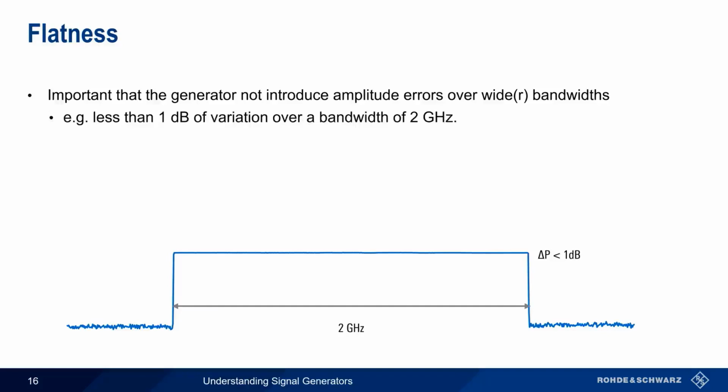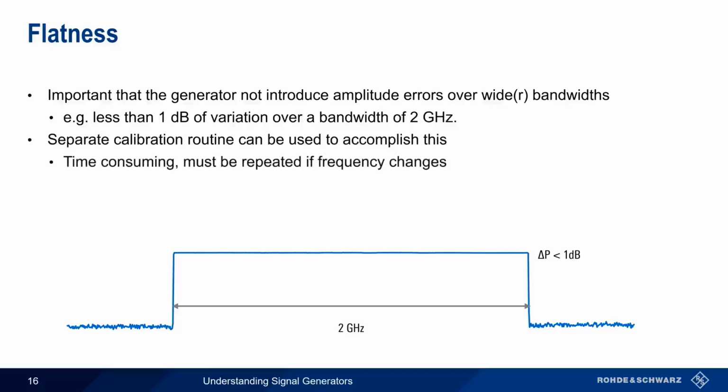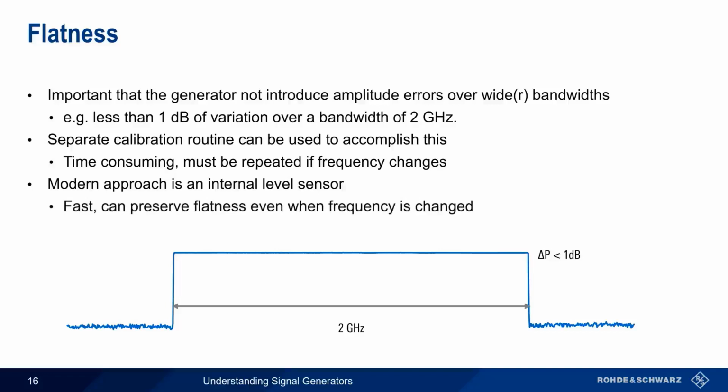This might seem like a somewhat demanding requirement, but remember that many modern modulation schemes require good RF performance over very wide bandwidths. One way of achieving flatness is to run some type of external calibration routine, but this is extremely time-consuming and would have to be repeated every time the signal frequency changes. The more modern approach is to integrate an internal level sensor and adjustment routine into the generator itself. This is significantly faster and has the advantage of preserving flatness even when the generator frequency is being changed.